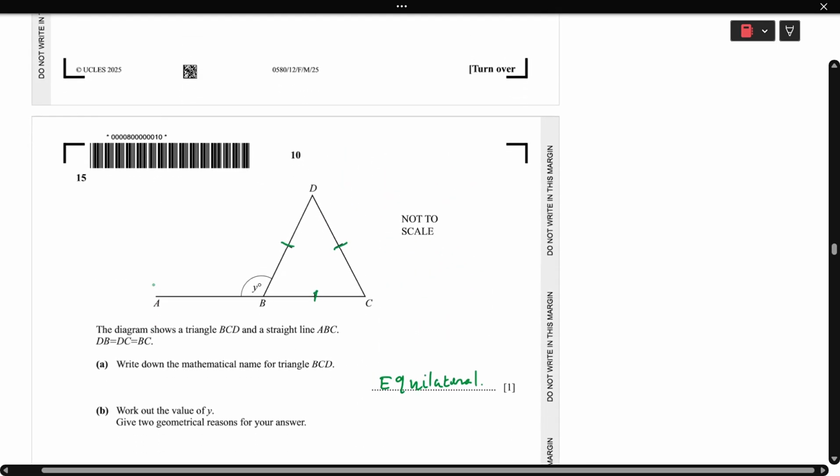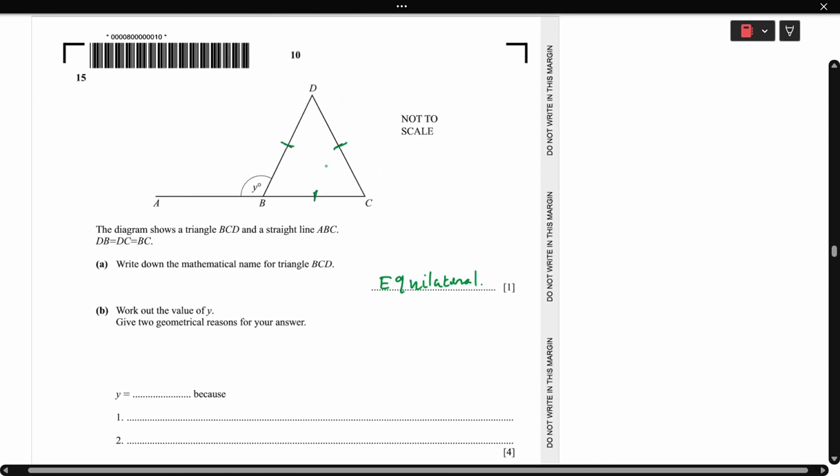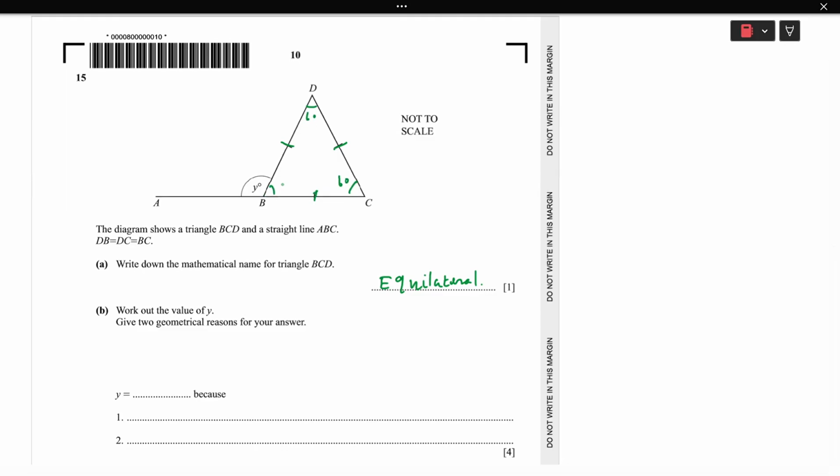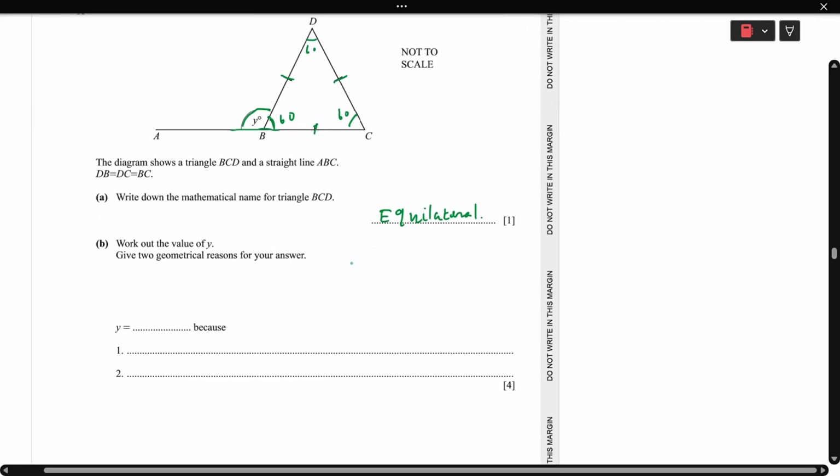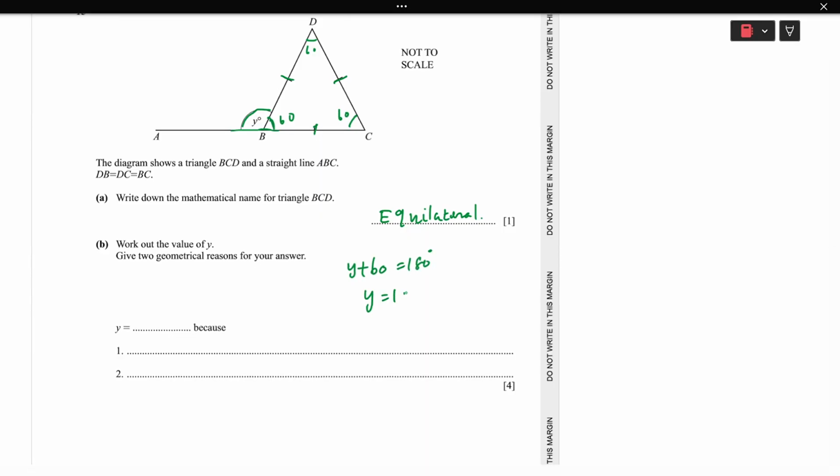So here, in equilateral triangle, all the angles are going to be 60, 60, 60. Okay, so this is a straight line, so both angles together is 180 degrees. So we calculate, y plus 60 equal to 180 degree, y equal to 180 degree minus 60, y equal to 120 degree. So the answer going to be 120 degree.